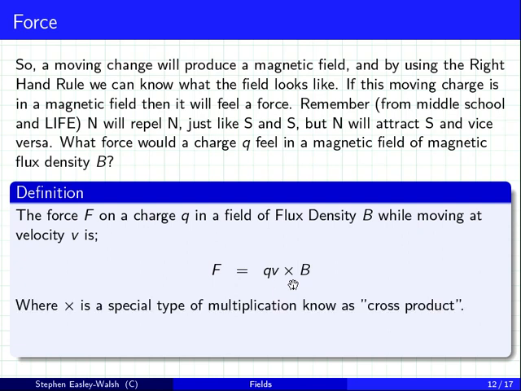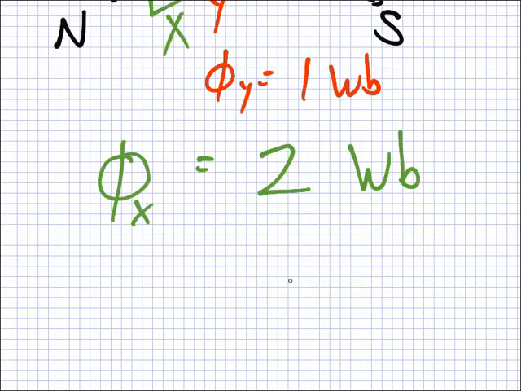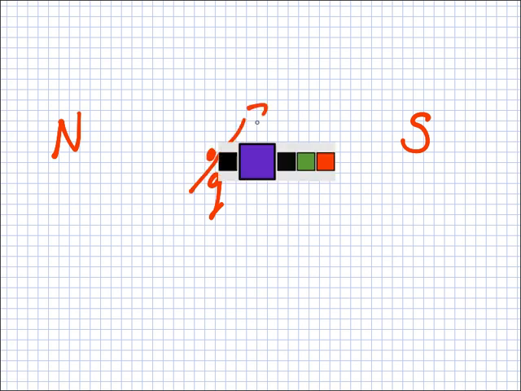The x is a special multiplication called a cross product. This is the cross product of vectors, where the result is found using what's called the left-hand rule, which is on the next slide. Just before you go on to that, just to be clear, maybe there's a north, maybe there's a south, and maybe here's a little charge. And this charge, as it moves, it will make a magnetic field.